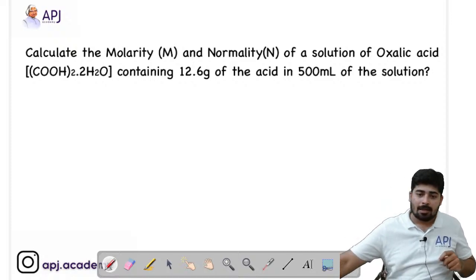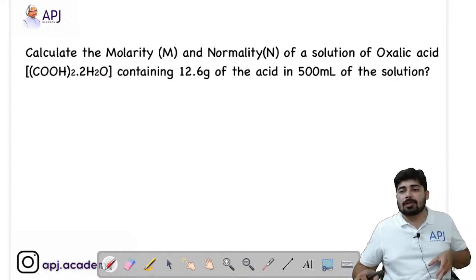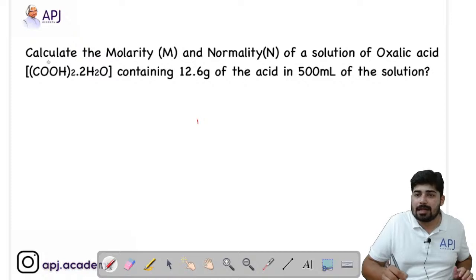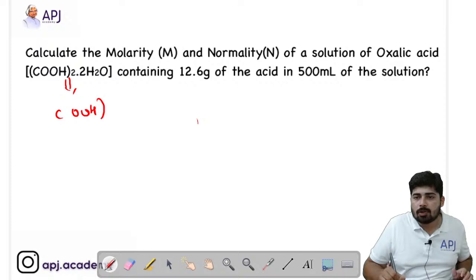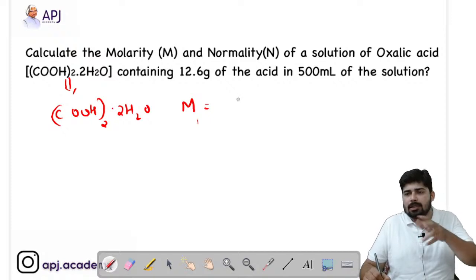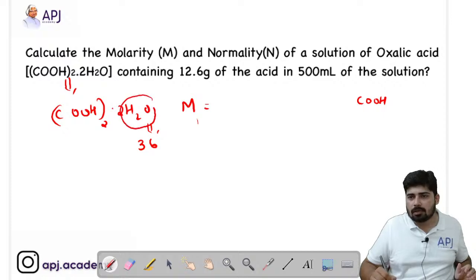Yes. Let's check this out. Here you are asked to calculate the molarity and normality of the solution of oxalic acid. Let's see the oxalic acid. Here it is (COOH)2·2H2O. So let's calculate the molar mass. We can calculate the mass of COOH. We know the mass of H2O is 18. So 2 into 18 is 36. So for this part we got the answer as 36.